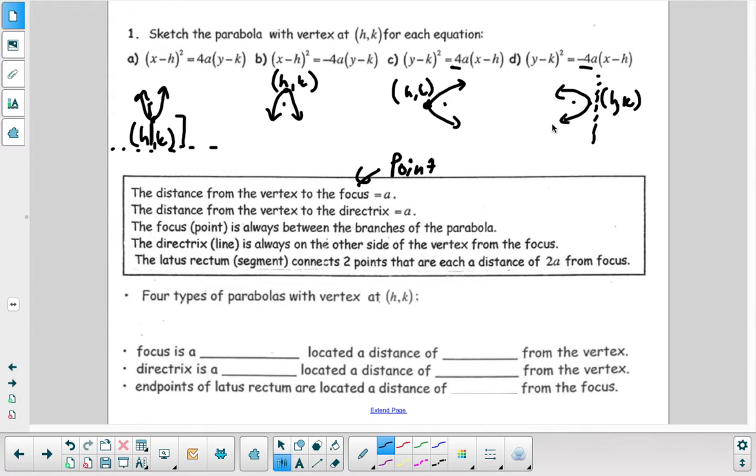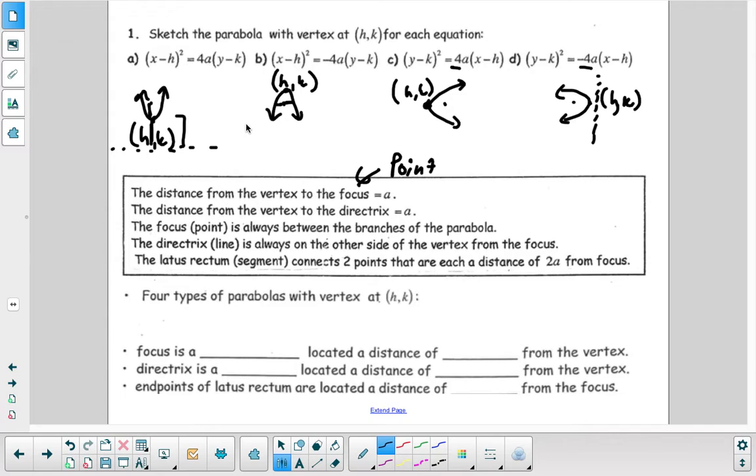Now, the latus rectum is a line segment that connects two points that are 2a away from the focus. So this is 2a and this is 2a. The latus rectum would be 4a long, the distance between those two coordinates.